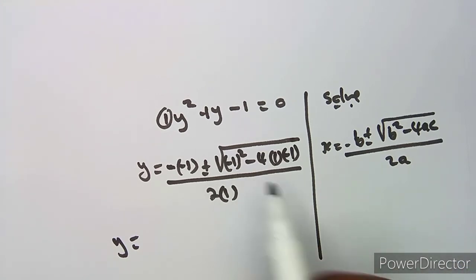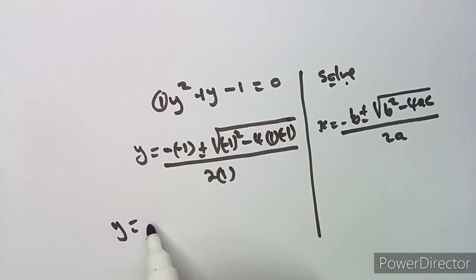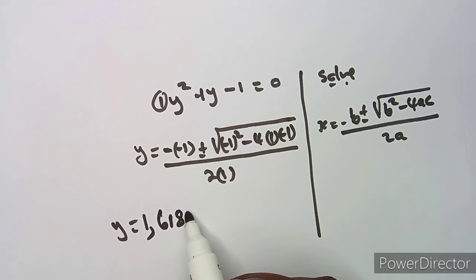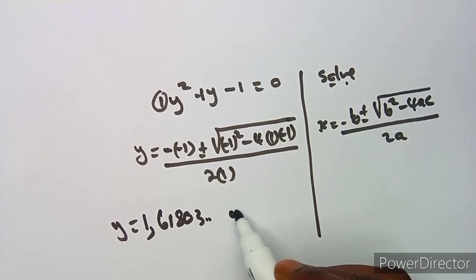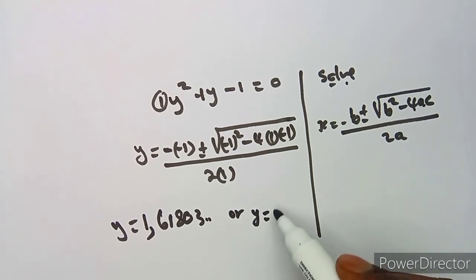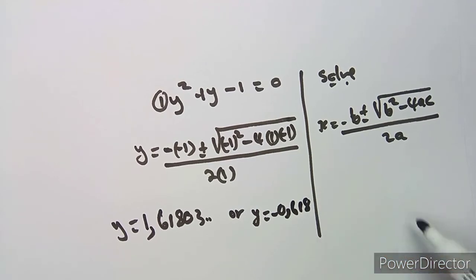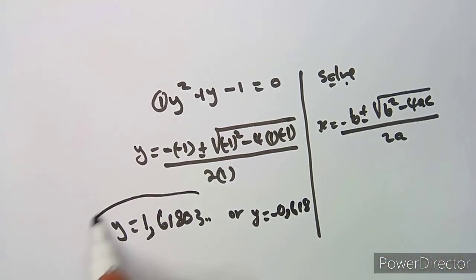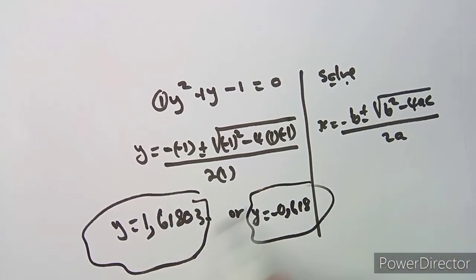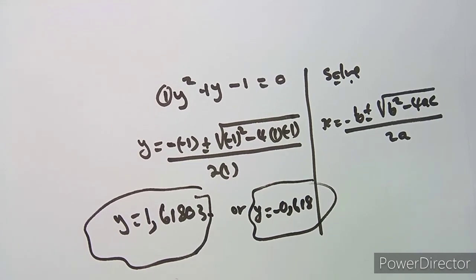All right, solving properly, you're going to obtain two possible values. In this case, I obtained 1.61803, something like that. So make sure that you store your values. Or another value of y, which is equivalent to -0.618, and so forth. You store your values. So these are the values of y, not the values of x. So how am I going to find the values of x?